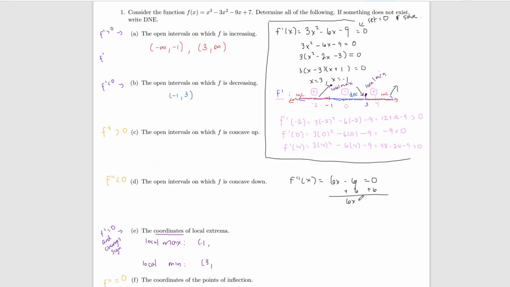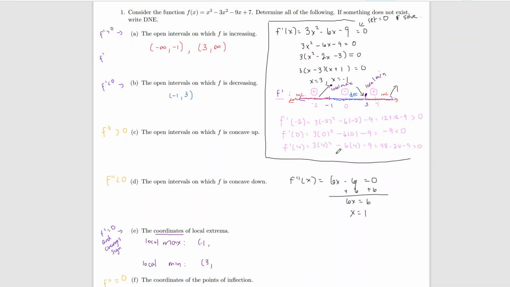We get 6x equals 6. And then divide by the 6 and we get x equals 1. Now, what we did is pretty much all of the stuff I did here in black. We figured out all the x values where the second derivative is 0. And once you do that, make a number line.